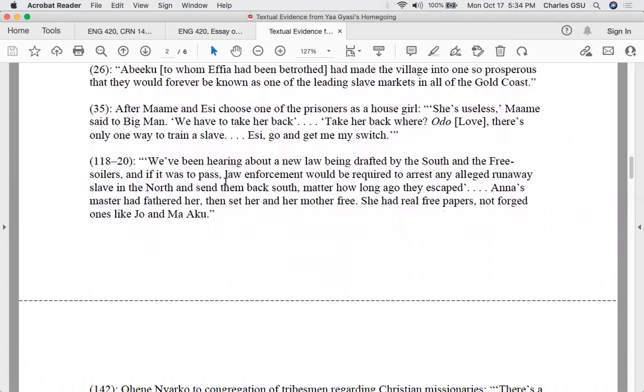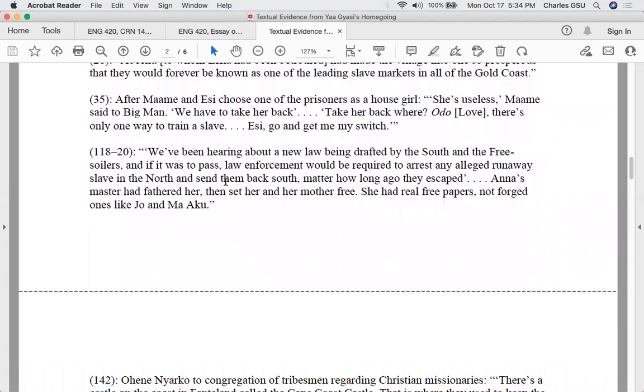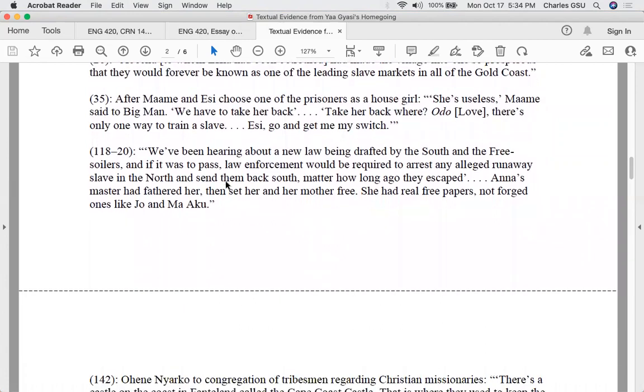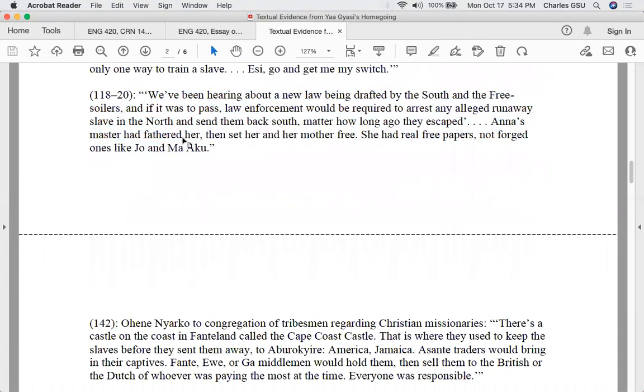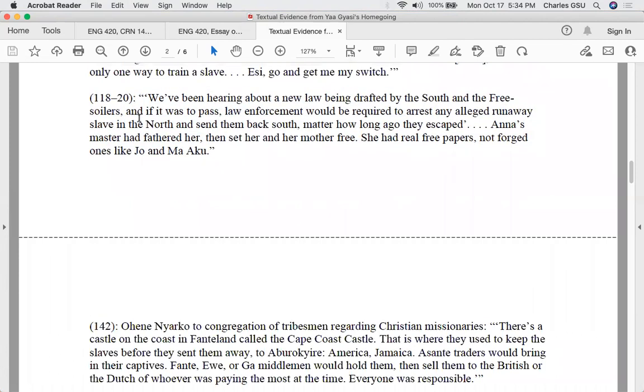So I'm skipping a bit in the novel here. This is kind of in the middle of the novel, and this is a conversation. I believe it's in the Kojo chapter. So they're in the American South here.